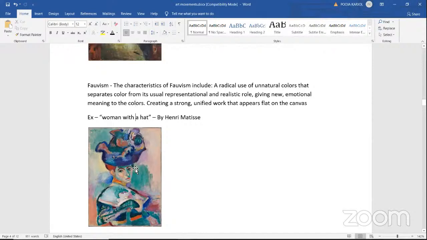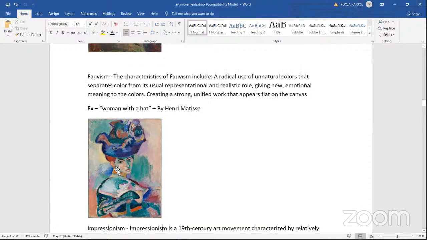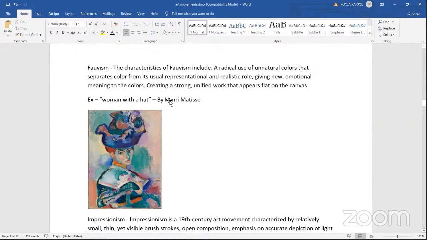If you see this one, it's very vibrant and not a usual color used for a face, natural face, I'm saying. Also, this is A Woman with a Hat by Henri Matisse.